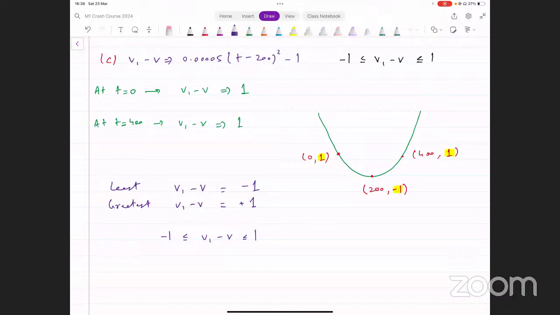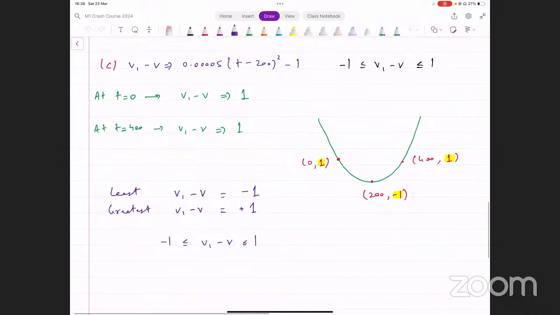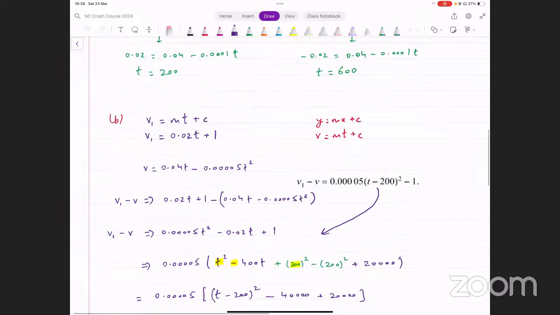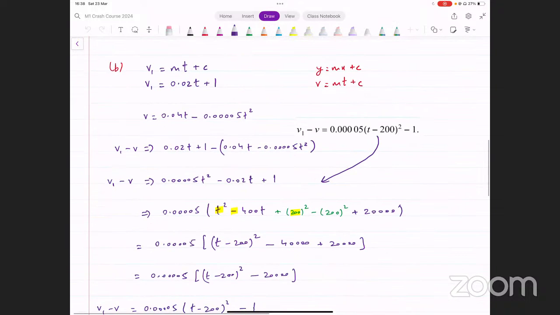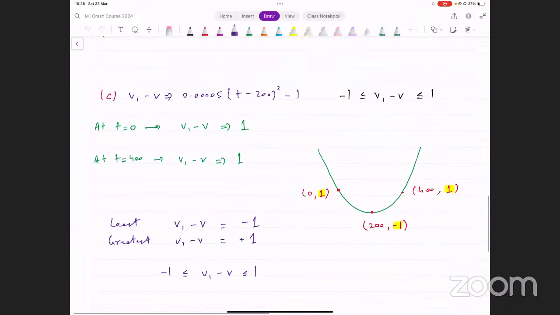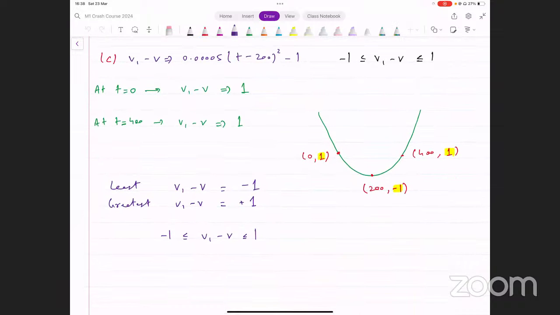Does that make sense to everyone? Is that okay? Yes, sir. Any questions on this? Any problems with this, anyone? This was quite a complicated one, especially the last part, I think. B was okay. In the last part where we had to find the range of this function, that was slightly more complicated. Okay, I hope that makes sense.